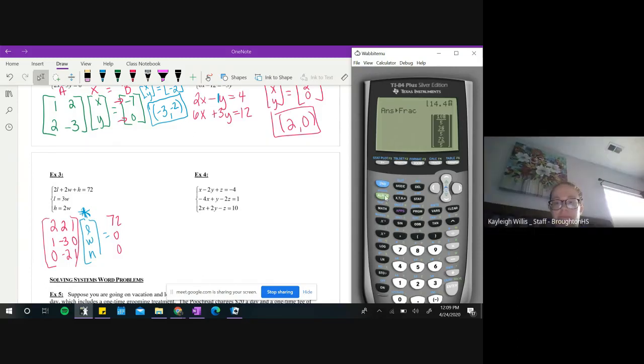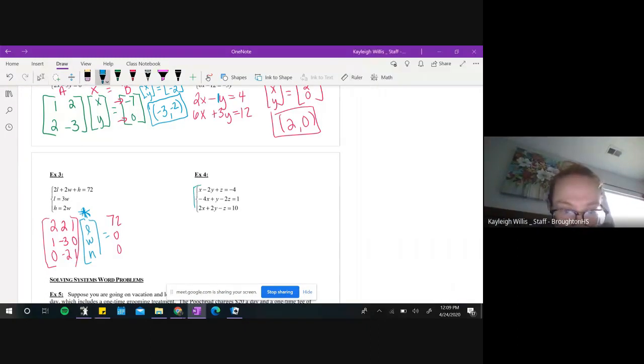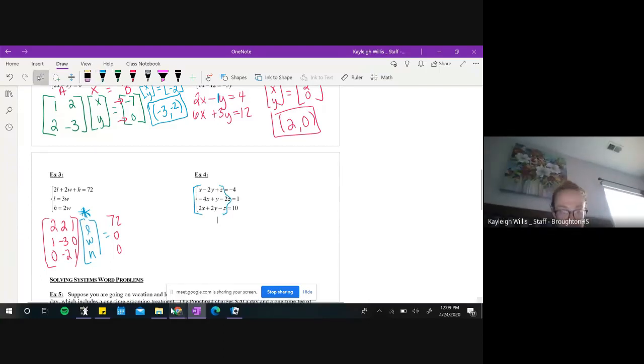All right. Last problem. Let me check. Do my variables line up? The answer is yes. So I can go straight into this calculator. I don't have to set it up. I'm going to go to edit. I know it's a 3 by 3 because of this right here. So back to my calculator, 3 by 3.